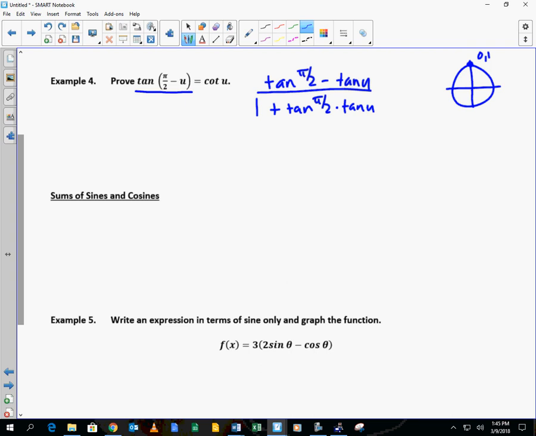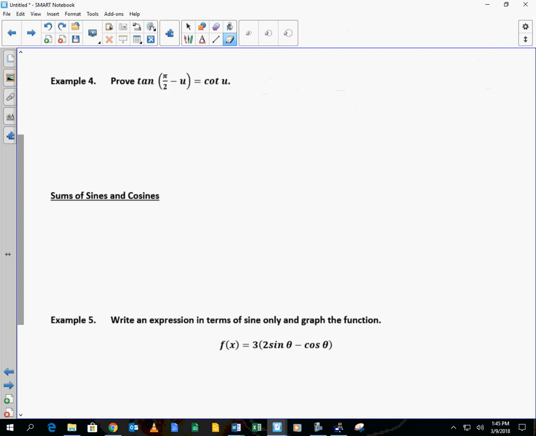What's the tangent of pi over 2? It's undefined. We don't know the tangent of pi over 2. Do we know the sine of pi over 2? What is it? 1. What's the cosine of pi over 2? So we really can't use tangent. We have to use sine and cosine. So therefore, the first step to this proof is right here.